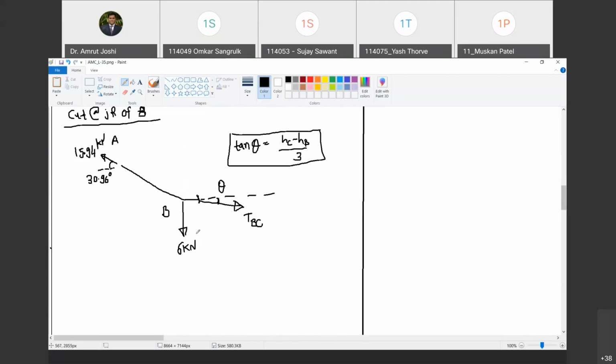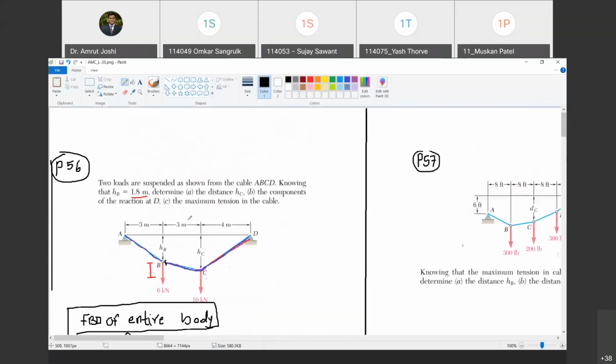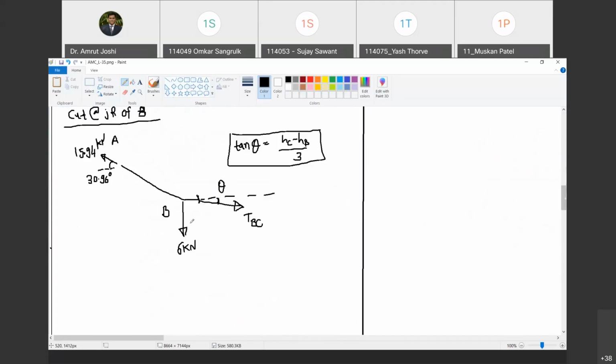Now what are we going to do next? The next thing that we need to do is apply now equation of equilibrium to this part. Happy? Yes, sir. So let me apply equation of equilibrium. Which equation of equilibrium? I will take summation of moments of all the forces about A equal to 0. Are you with me? Yes, sir. Summation of moments of all the forces about A equal to 0. If I do that, what do I get?